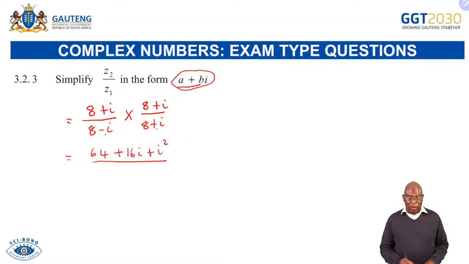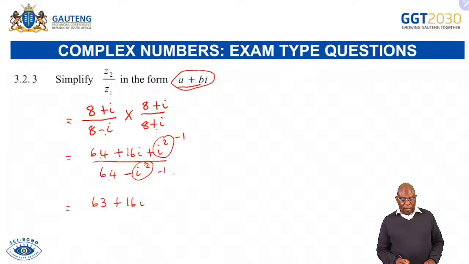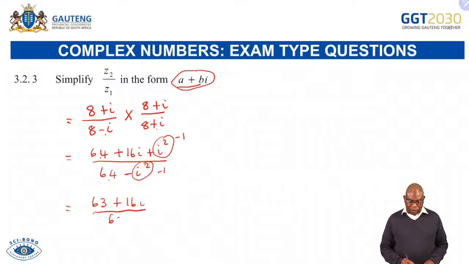The bottom one is the difference of 2 squares, so it's 64 minus i squared. By the way, we know what i squared is: it's negative 1. So this thing here is going to be negative 1, and this is going to be negative 1. So here I'm going to have 64 minus 1, which is 63 plus 16i. Then at the bottom, 64 minus into minus 1, because this negative is not the same as that negative. Negative and negative is positive, so I'm going to have 65.